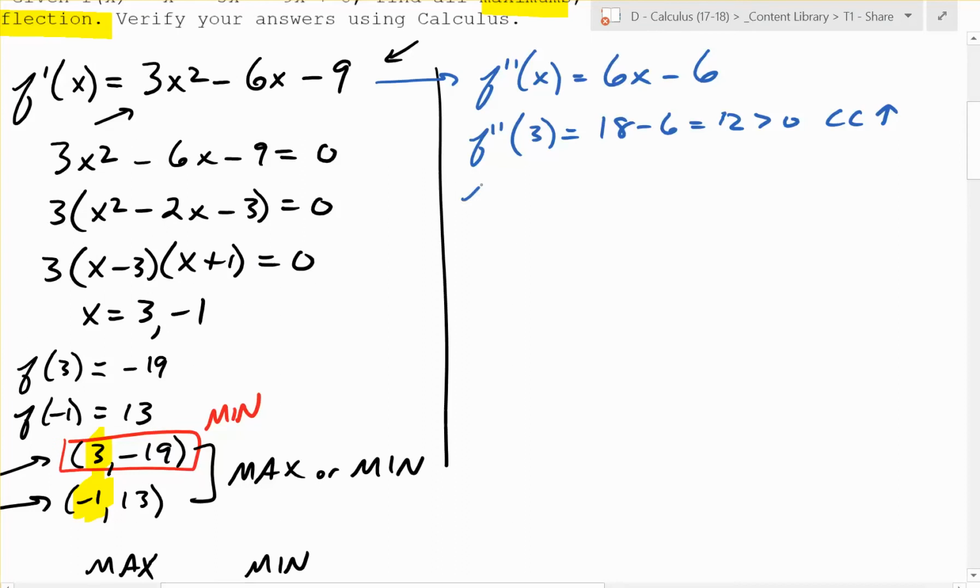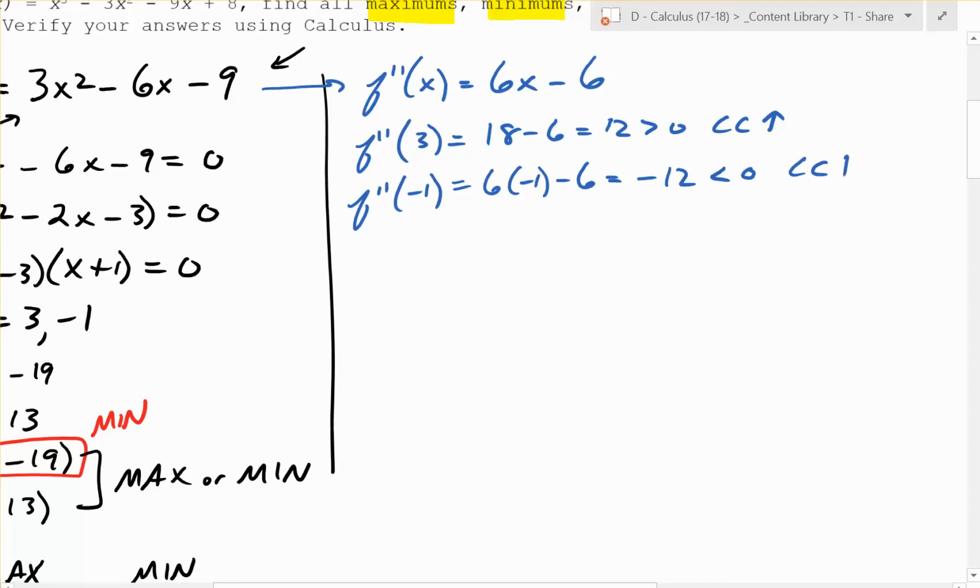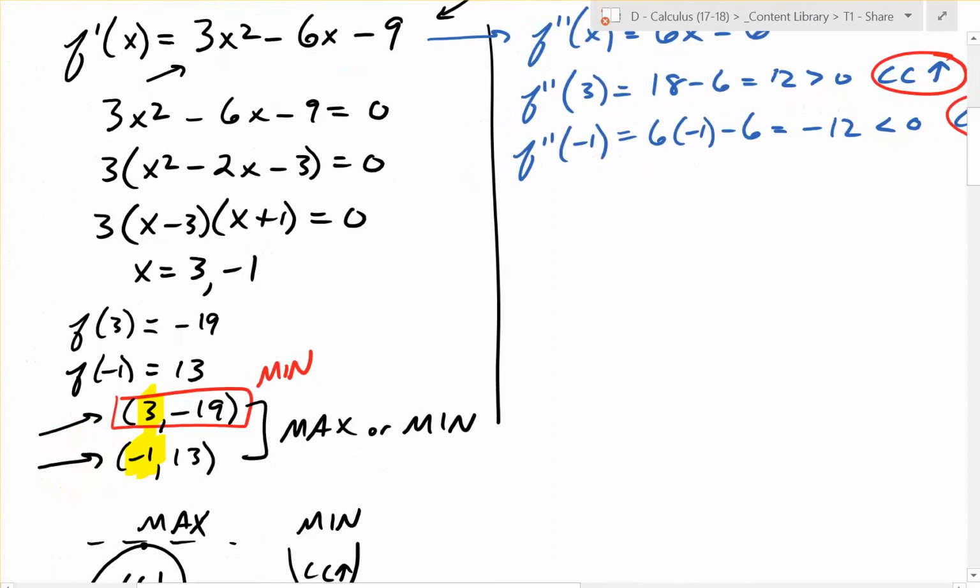And then we do f double prime at negative 1. And then we end up with 6 times negative 1 minus 6 is negative 12, which is less than 0. So that means it's going to be concave down. So in the first case, it was concave up, which meant it was going to be a minimum. It's concave down, which means that this has to be a max. So there's a minimum point there and a maximum point there.